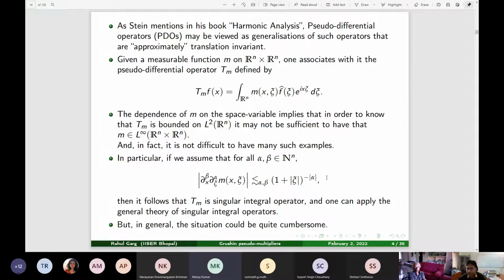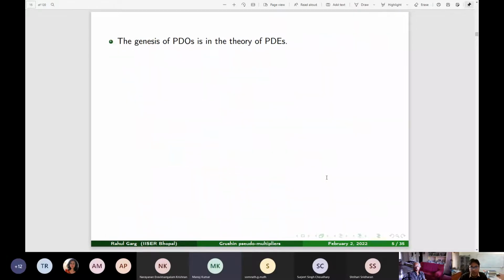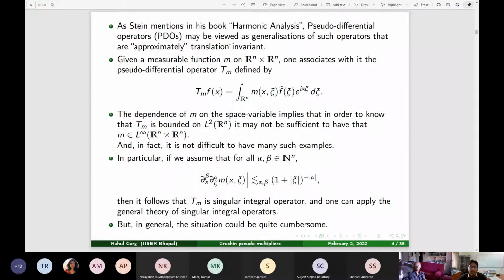So this subject, they distinguish by saying inhomogeneous versus homogeneous. So if you are working with a homogeneous decay condition, then there is trouble. Grafakos has also done some work on this topic long back. All right. So the genesis of pseudo-differential operators is well known. It's in the theory of partial differential equations. I did mention a little by saying that one can visualize it as an approximately translation invariant operator.